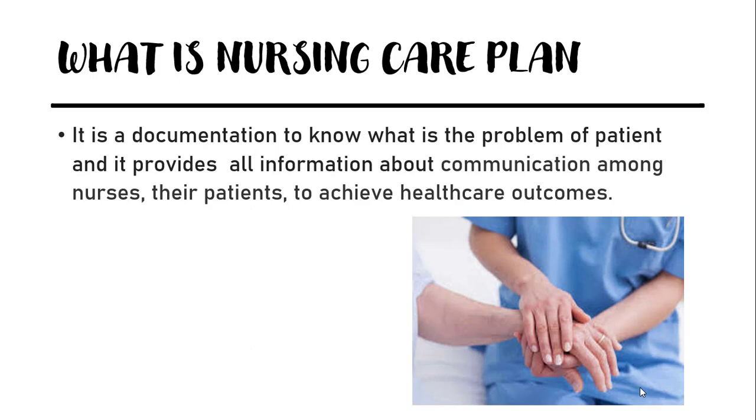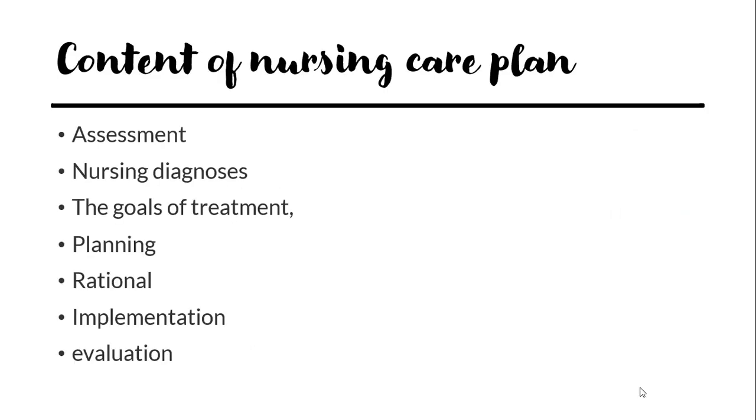A nursing care plan is documentation to know what the problem of the patient is, and it provides all information about communication among nurses and their patients to achieve healthcare outcomes. So it's a communication between the nurse and patient, and we are documenting it. So we can say it is documentation to know what the problem of the patient is. What is the content of a nursing care plan?